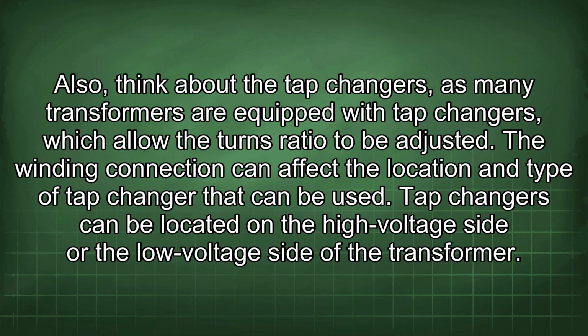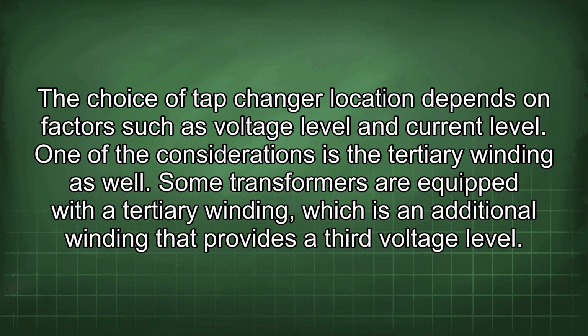Also, think about the tap changers, as many transformers are equipped with tap changers, which allow the turns ratio to be adjusted. The winding connection can affect the location and type of tap changer that can be used. Tap changers can be located in the high voltage side or the low voltage side of the transformer. The choice of tap changer location depends on factors such as voltage level and current level.